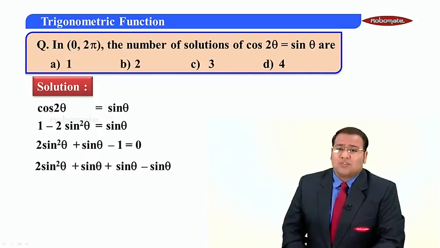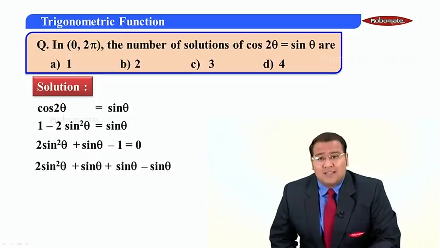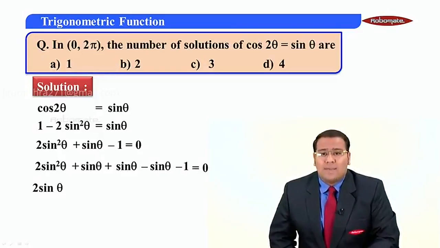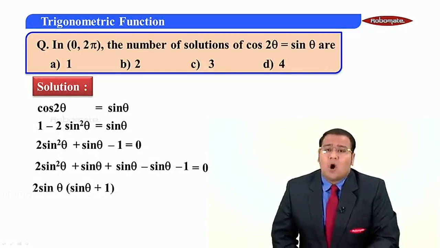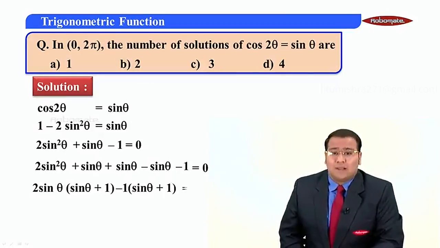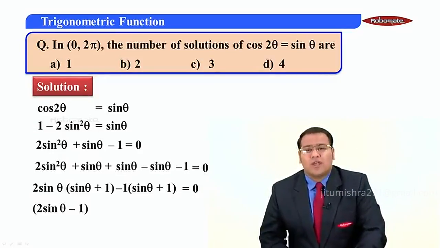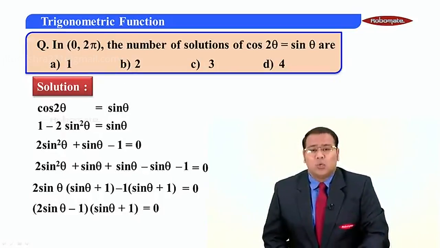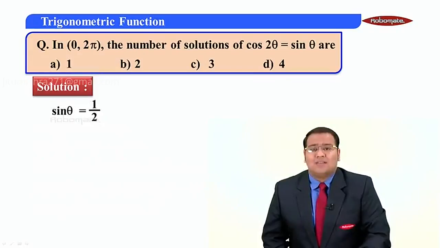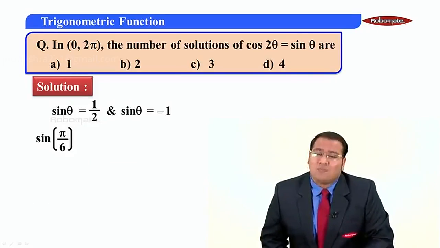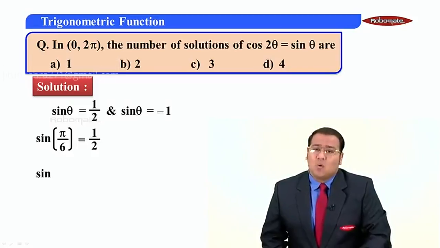The equation would be 2 sin square theta plus sin theta, minus sin theta minus 1, which is equal to 0. Therefore, keeping sin theta common, the equation would be sin theta into (2 sin theta plus 1) minus 1 into (2 sin theta plus 1), which is equal to 0. Therefore, the equation would be (2 sin theta minus 1) into (sin theta plus 1) which is equal to 0. So, in this case, sin theta is equal to half and sin theta is equal to minus 1. Which value of sin is 1 by 2? Sin of pi by 6. So, hence sin pi by 6 is 1 by 2.